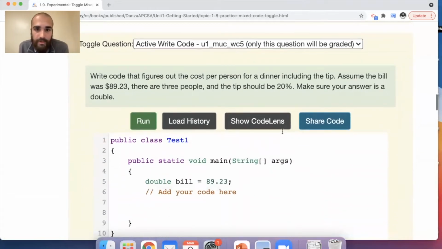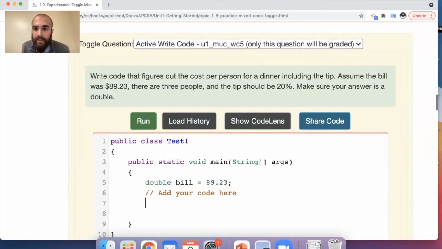Okay, it says write code that figures out the cost per person for a dinner, including the tip. Assume the bill was $89.23. There are 3 people and the tip should be 20%. So, you could figure out the tip first and then add it on to whatever the price is. But why don't we just do it all in one line? All right, let's start to think more critically here. So that's the bill, and maybe I'll just say total.